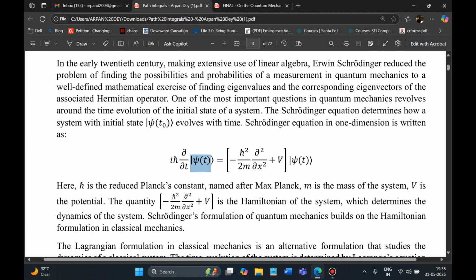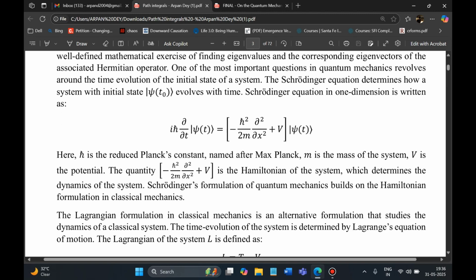We have written psi as a function of time inside this, and this is called the bracket notation. This is actually a ket vector. A ket vector is a special vector which represents the state of a quantum system in a Hilbert space, which is a special type of vector space. This entire canonical formulation is based on vector spaces and matrices and eigenvalues and eigenvectors.